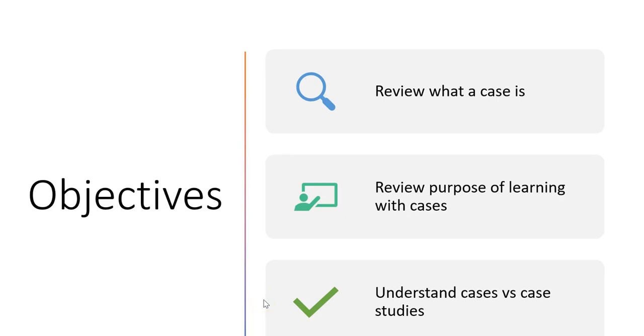So first, let's talk about our objectives for this mini lesson. We're going to review what exactly a case is, the purpose of learning with cases, and understanding the difference between a case and a case study.